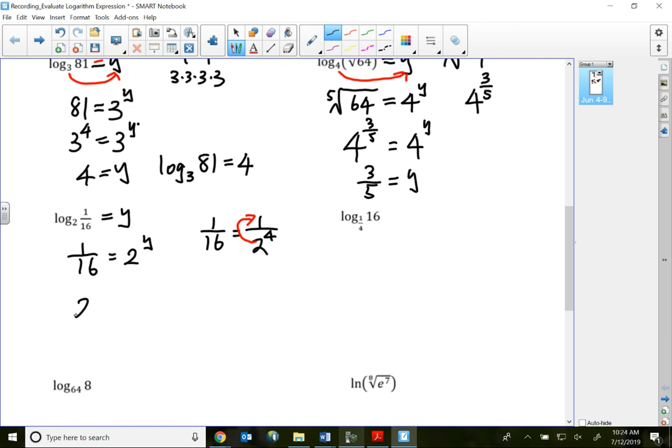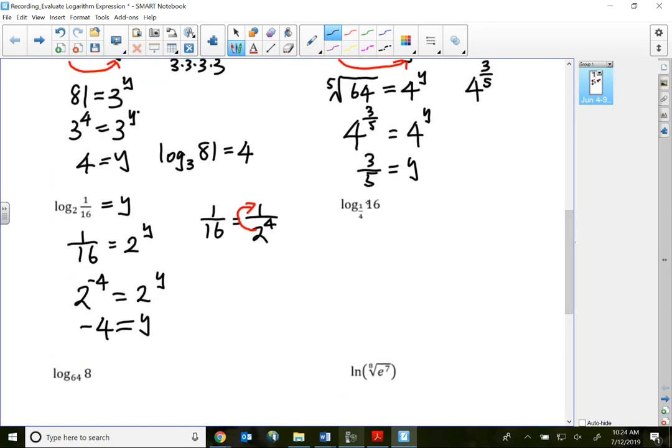Therefore, my base 2 now is to the -4 power. Okay, remember the negative exponent where we got to flip the base to the other side of the fraction, make the exponent positive. So we're just doing it in reverse. So that will be 2 to the -4 power equal to 2 to the y. So once the bases are the same, we can set the exponents equal to each other. There you go. The answer is -4.